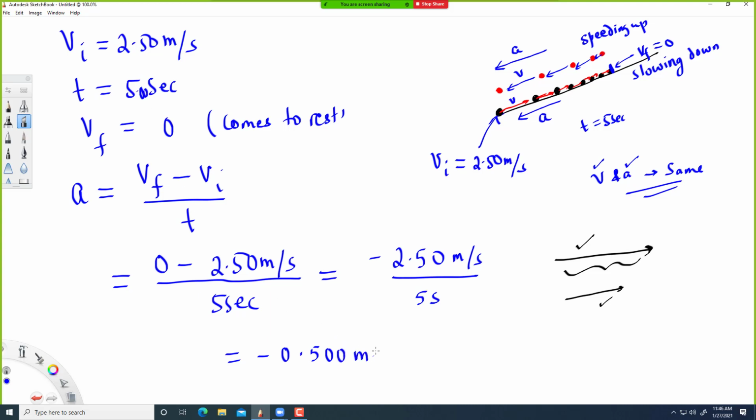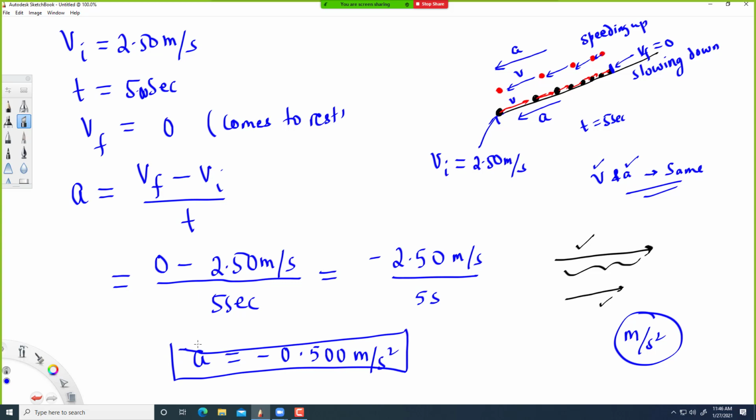meters per second squared. We have meter per second here, and there is a second down here. So second and second would be second squared. That's the unit for acceleration. And that makes sense because here in the picture also the arrow is pointing to the left. Whenever the arrow points to left, we have a negative sign. Negative sign means pointing to left.